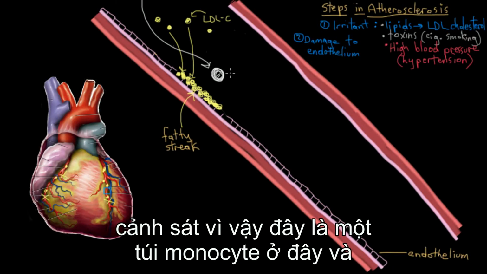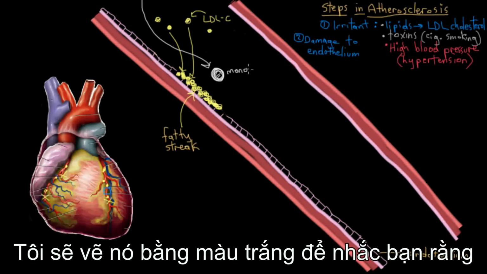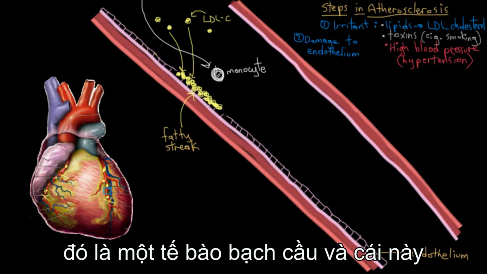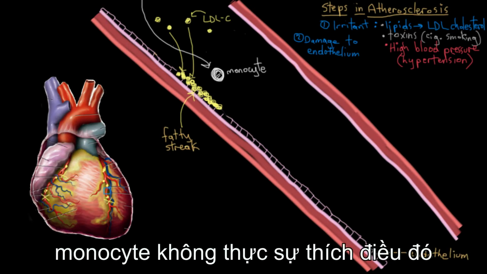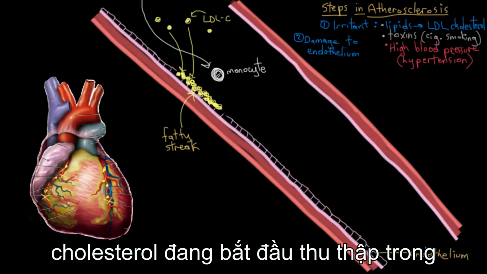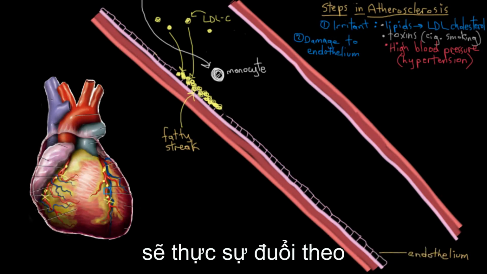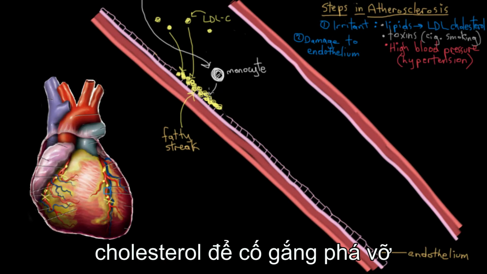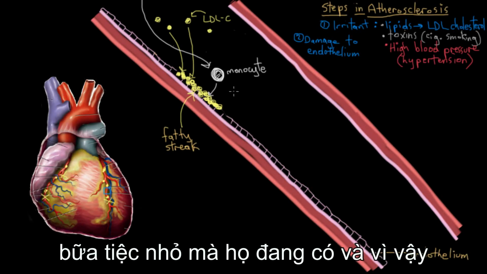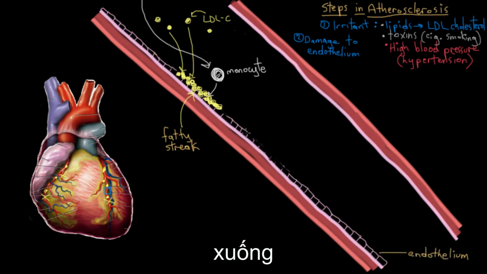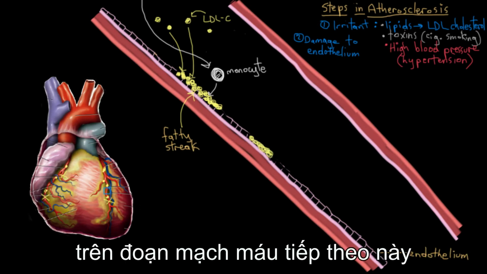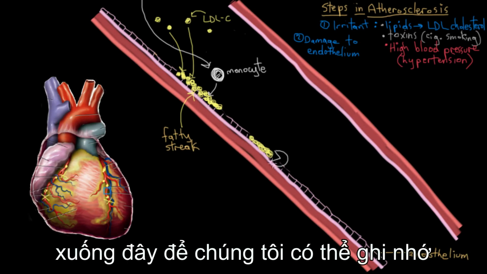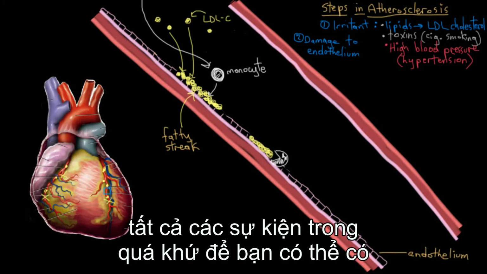So here's a monocyte here, and I'll draw it in white to remind you that it's a white blood cell. And this monocyte doesn't really like that the cholesterol is starting to collect in the blood vessel walls. So the monocyte will actually chase in after the cholesterol to try to break up the little party that they're having. And so I'll actually draw what happens next down in this next bit of the blood vessel down here, just so we can keep in mind all of the past events.